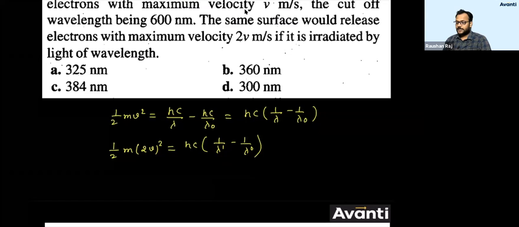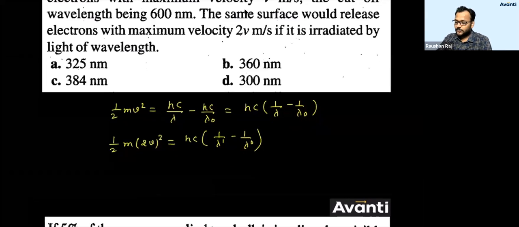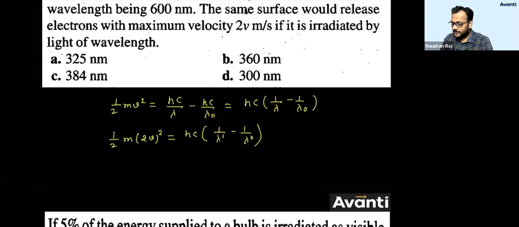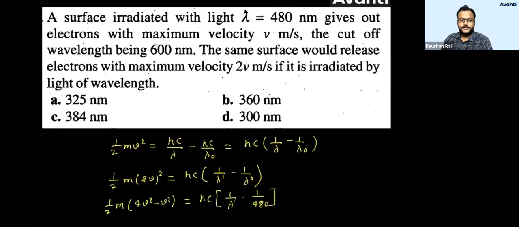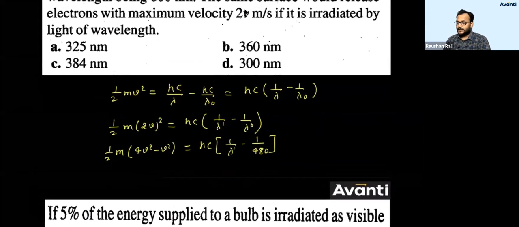How will we solve it? You can actually subtract. If you subtract, the lambda naught parts will get cancelled, and we'll get a subtraction here. So I will write half into m into (4v square minus v square) will be equal to hc into (1 by lambda prime minus 1 by 480). Guys, can I write like this? Clear for everyone? So in this way, I'll try to find out the answer.